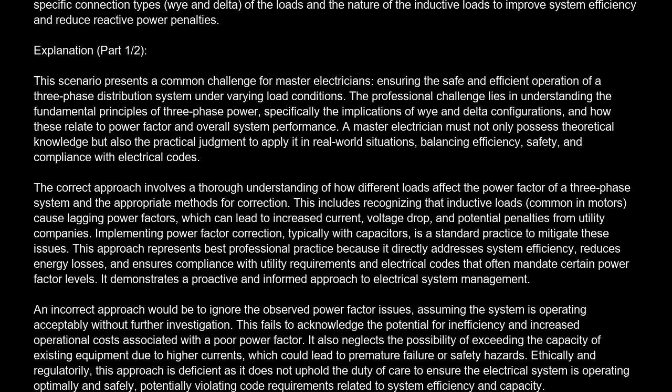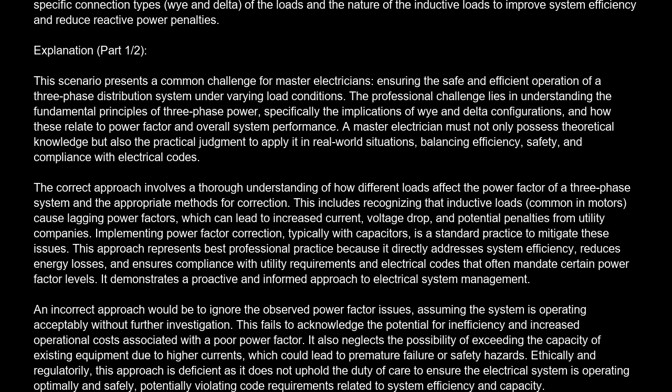An incorrect approach would be to ignore the observed power factor issues, assuming the system is operating acceptably without further investigation. This fails to acknowledge the potential for inefficiency and increased operational costs associated with a poor power factor. It also neglects the possibility of exceeding the capacity of existing equipment due to higher currents, which could lead to premature failure or safety hazards. Ethically and regulatorily, this approach is deficient as it does not uphold the duty of care to ensure the electrical system is operating optimally and safely, potentially violating code requirements related to system efficiency and capacity.